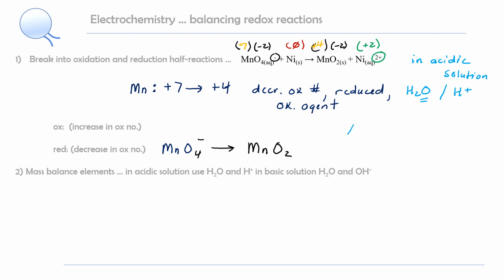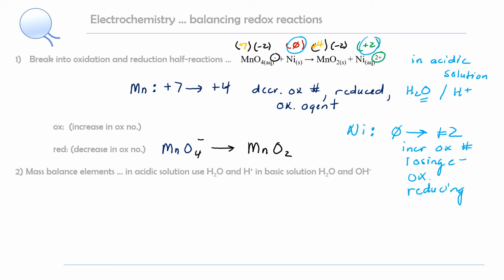Nickel. Nickel starts out at 0 and goes to +2. It goes from 0 to +2. That is an increase in oxidation number. Therefore, nickel is losing electrons. It is undergoing oxidation. It is behaving as the reducing agent. It's making electrons available to the manganese.